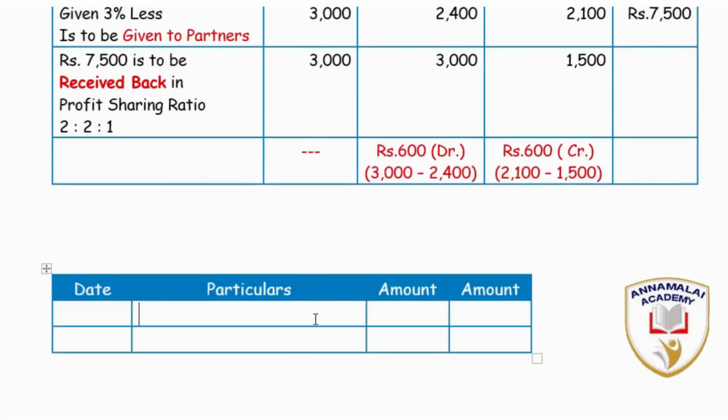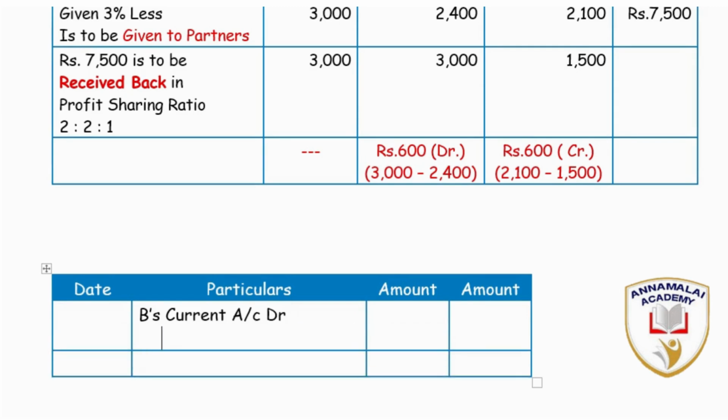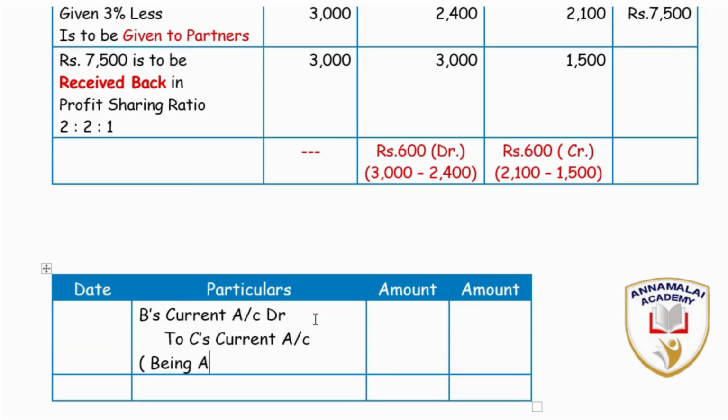Now making this as a journal entry. B's account, remember they are maintaining fixed capital method. So adjustments are to be transferred to current accounts. B's current account debit to C's current account being adjustments made. That is, partner B is getting a debit of 600 and partner C is getting a credit of 600. This is how the adjustments are made.